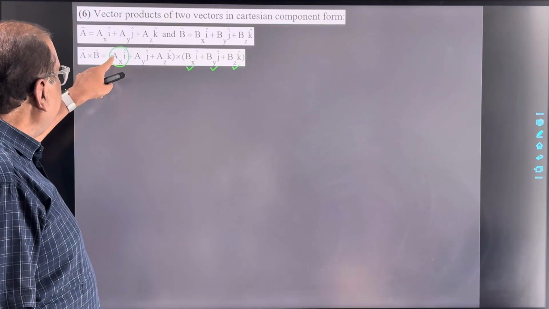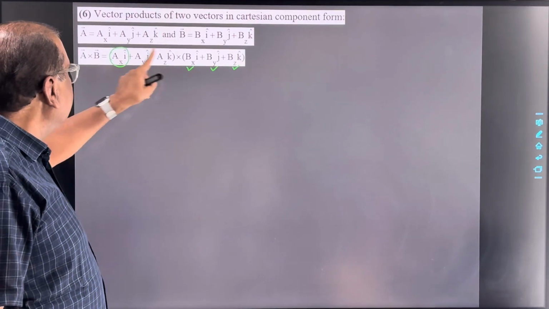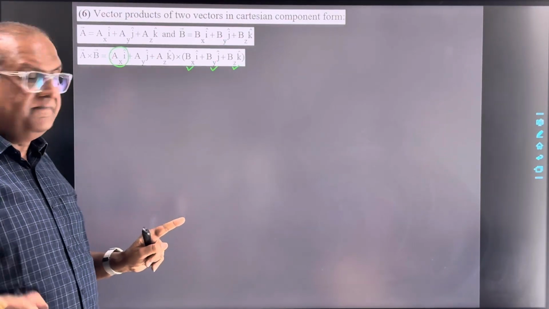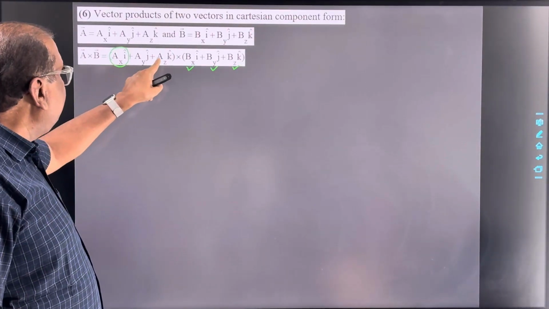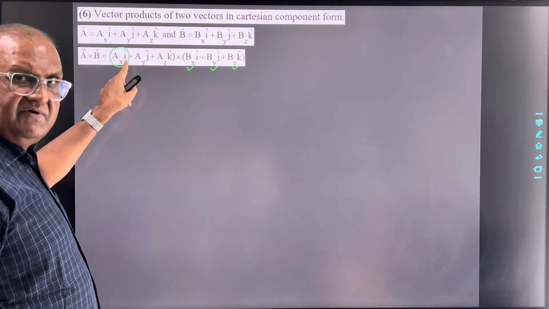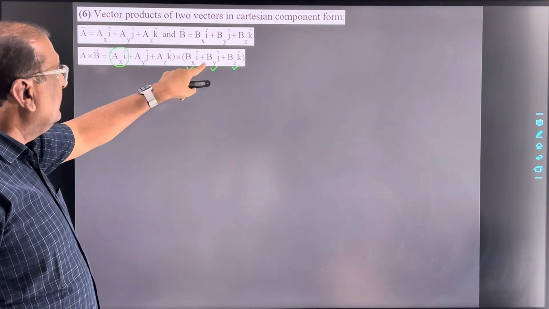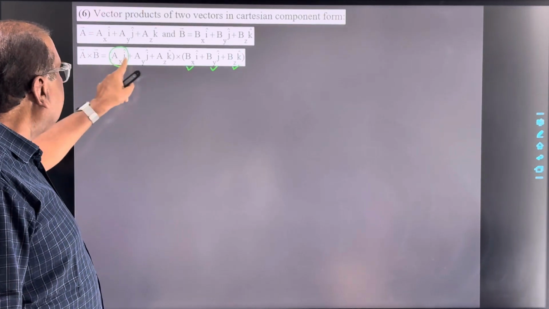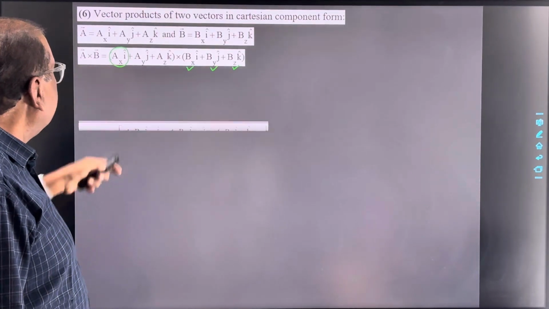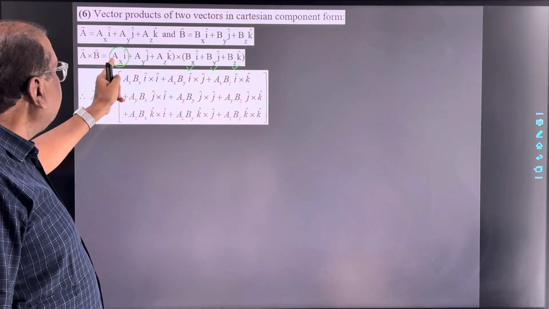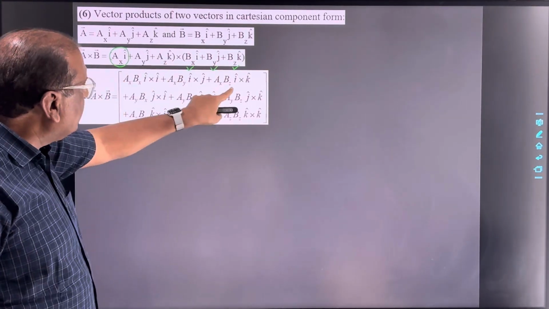So first step will be ax bx I cross I. Here you have to maintain the order. These unit vectors are first, so in multiplication you have to represent this one first and then this one. So ax bx I cross I, then ax by I cross j, then ax bz I cross k, this third one.